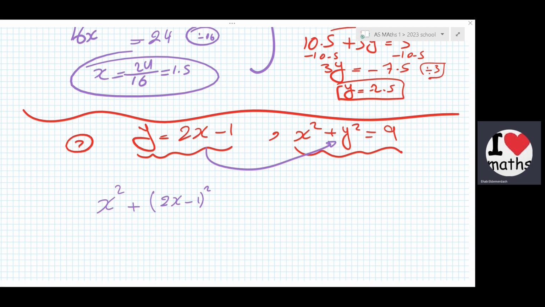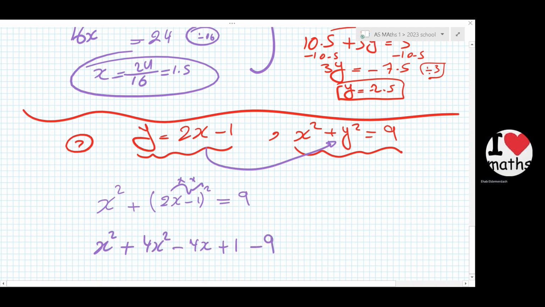Are you with me? I replace the y by 2x minus 1, and this is equal to 9. Let's continue. Here x squared, I have to keep it, and then 2x minus 1 all to the power 2. What will happen? Someone expand it for me. The answer is 4x squared, then minus 4x, plus 1, then equal 9. I'll make it minus 9.